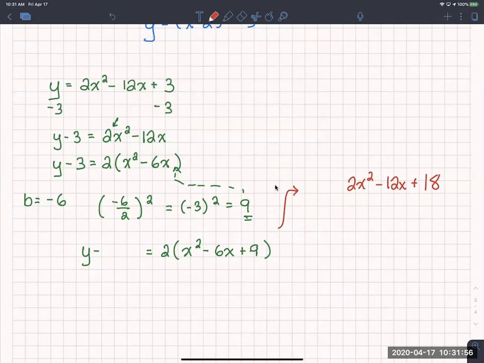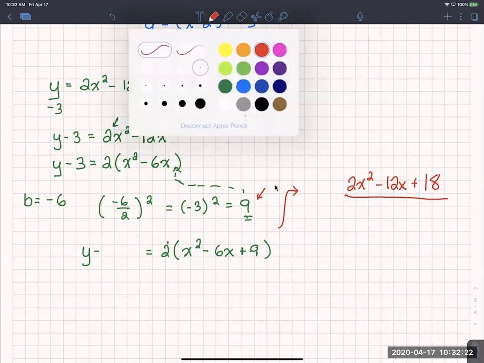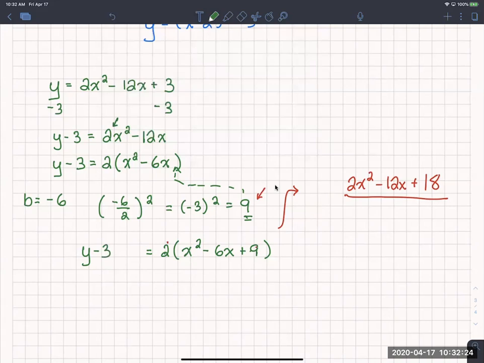If I distribute the 2, this is what my expression becomes. So I'm not just adding 9 to the right side, I'm actually adding 18 to the right side. It's whatever I found this to be times my leading coefficient when I just factored out. So 9 times 2 is 18. So since I'm adding 18 to the right side, I have to add 18 to the left side. Okay.